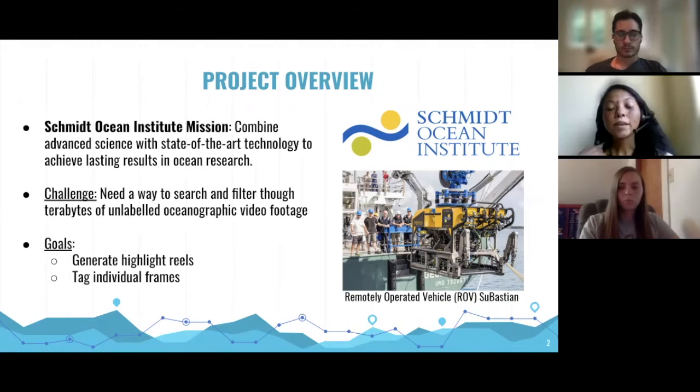Imperative to this goal is being able to filter and search through terabytes of unlabeled oceanographic data that is collected. It's a big challenge when we don't have labels. For that work, we focus on two main goals: following along with their mission, finding highlights of these dives, and being able to tag interesting frames, such as when the bot is in shot.